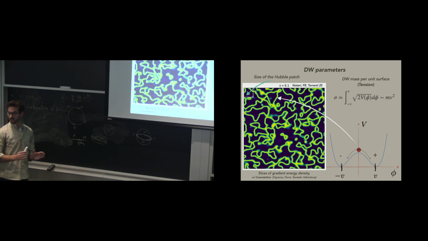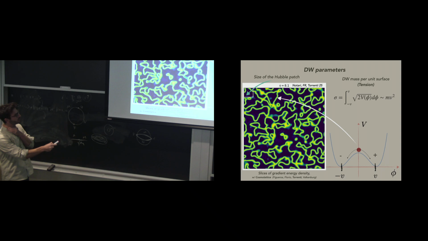They are obtained by simulating the classical field theory of this real scalar on a grid, on a three-dimensional box. And of course, you include the expansion of the universe. Here, it's crucial to include the expansion of the universe, otherwise you don't capture the basic properties of these objects. So the size of the Hubble patch at this time of the simulation is actually given by this small white square.